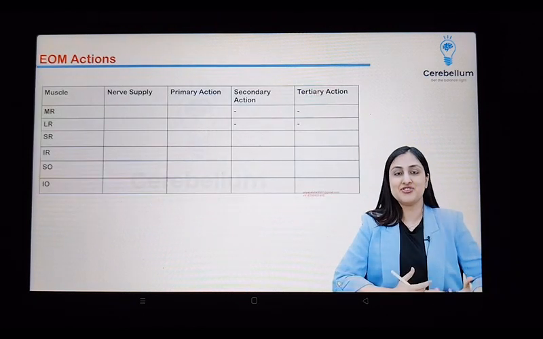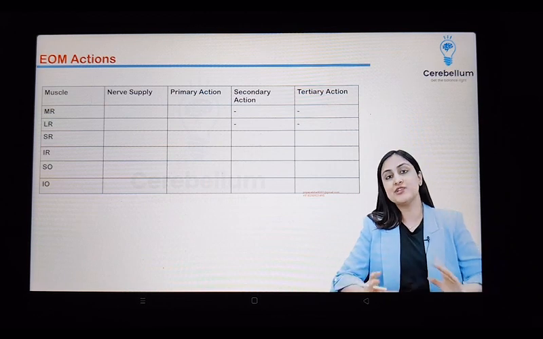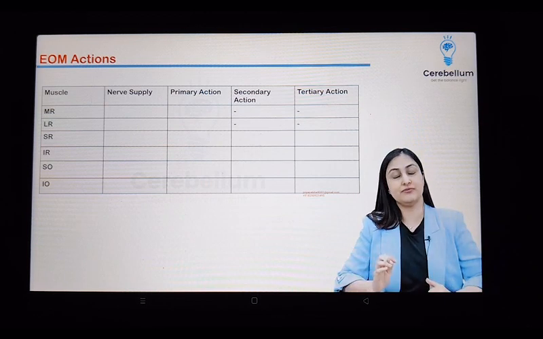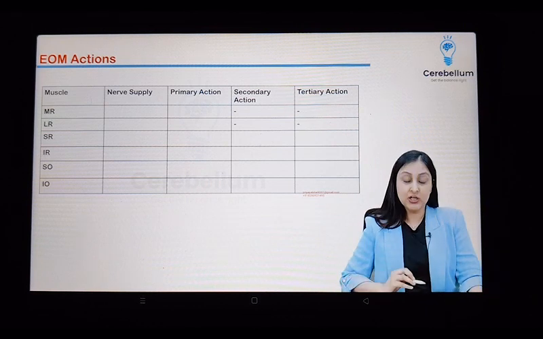Going on to probably the toughest chapter ever, which is squint. But before squint, the questions that you actually get are based on the anatomy of the extraocular muscles, on the actions of the extraocular muscles, and that is what we gotta remember.